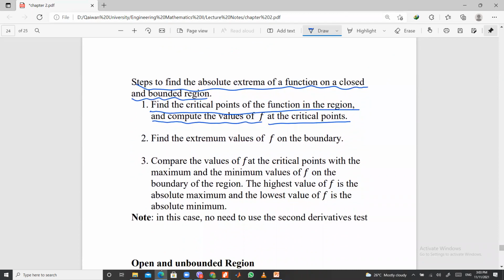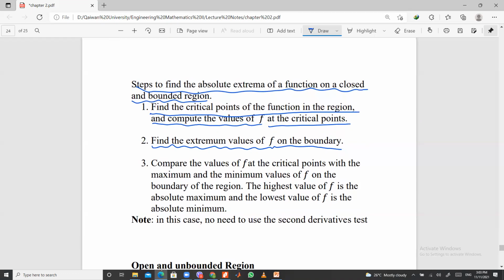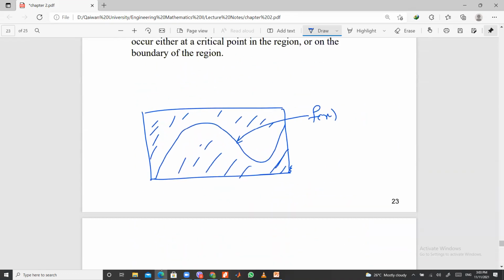In the second step, find extremum values of f on the boundary. Here, we have this boundary. At this line, we are gonna find the greatest and lowest value of f of x, and at this line also, and at this line also. So here, we are gonna find the maximum value of f and minimum value of f at each of the boundaries. Okay, it's step two.